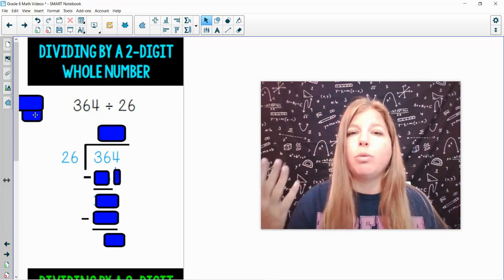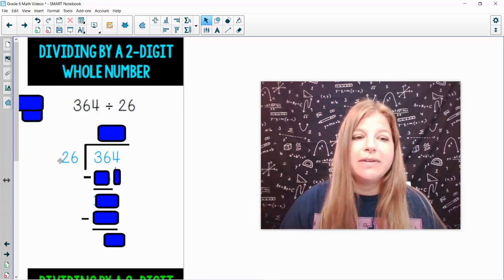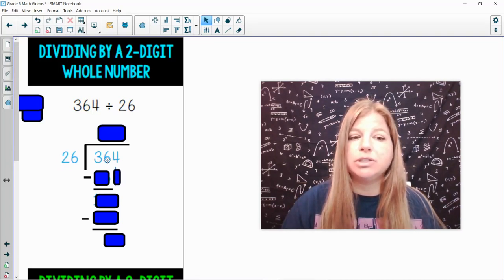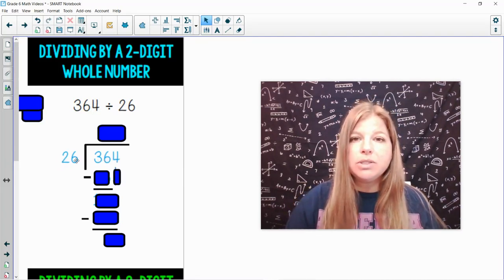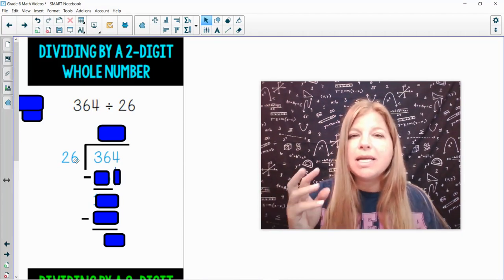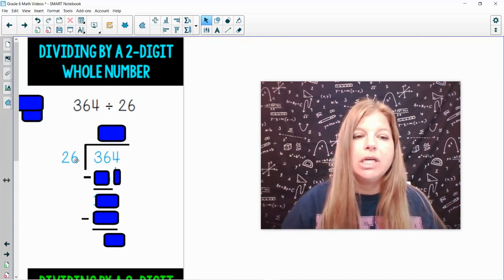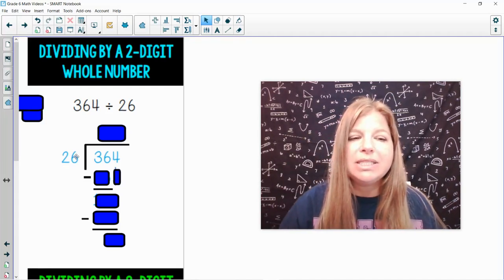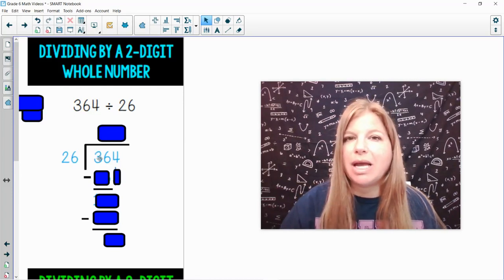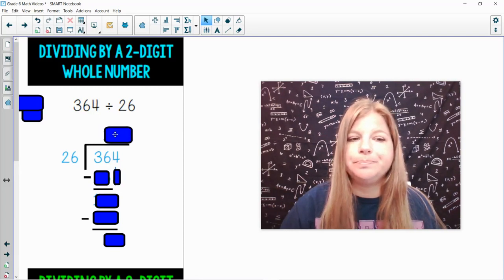Long division is just one of the ways that we can divide numbers. What I do is I have to ask myself, how many times does 26 divide into 364? And the way we do this is we figure out step by step each place value. Can 26 go into the first place value, the second, the third? So for example, does 26 go into 3? Can I divide 26 into 3 at all? I can't. So nothing is going to go over the 3.